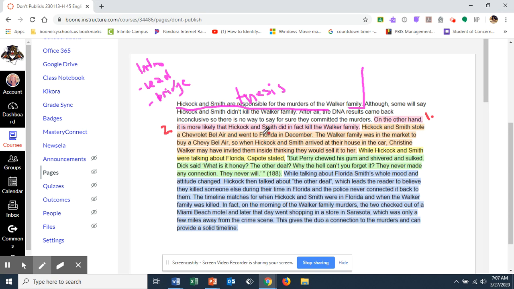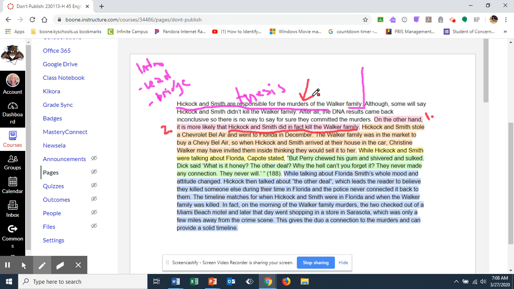Okay, so that's step 3, to explain what your point is. So I'm going to go ahead right here and underline "Hickok and Smith did in fact kill the Walker family." This should say the same thing as your thesis. It doesn't have to be word for word, but it has to be the same argument. All right, so orange is supporting details. Supporting details have to illustrate or exemplify your topic sentence, which I underlined.